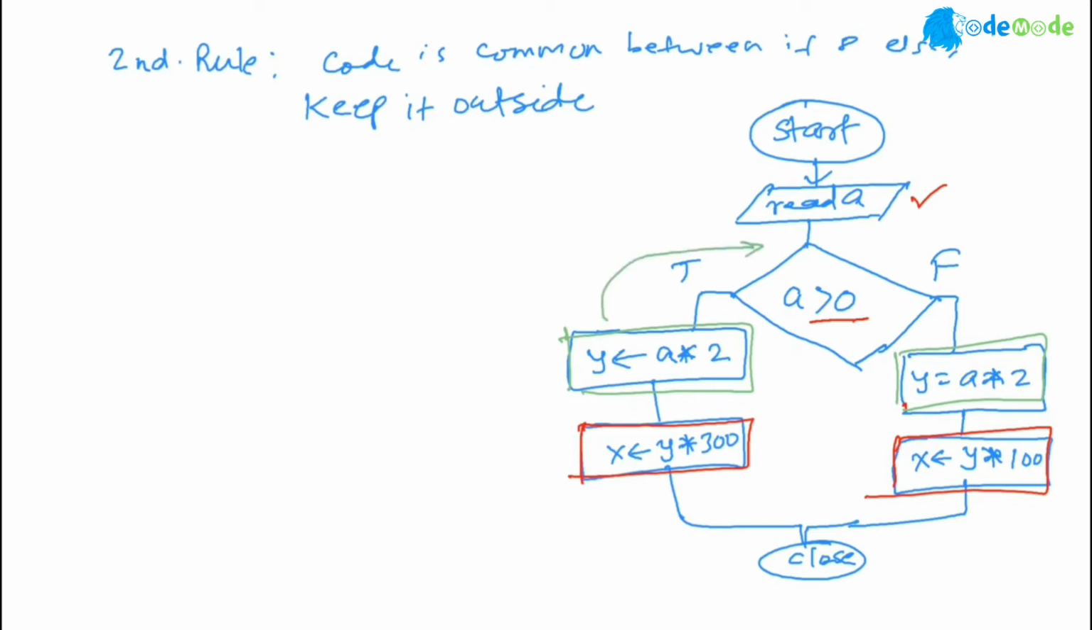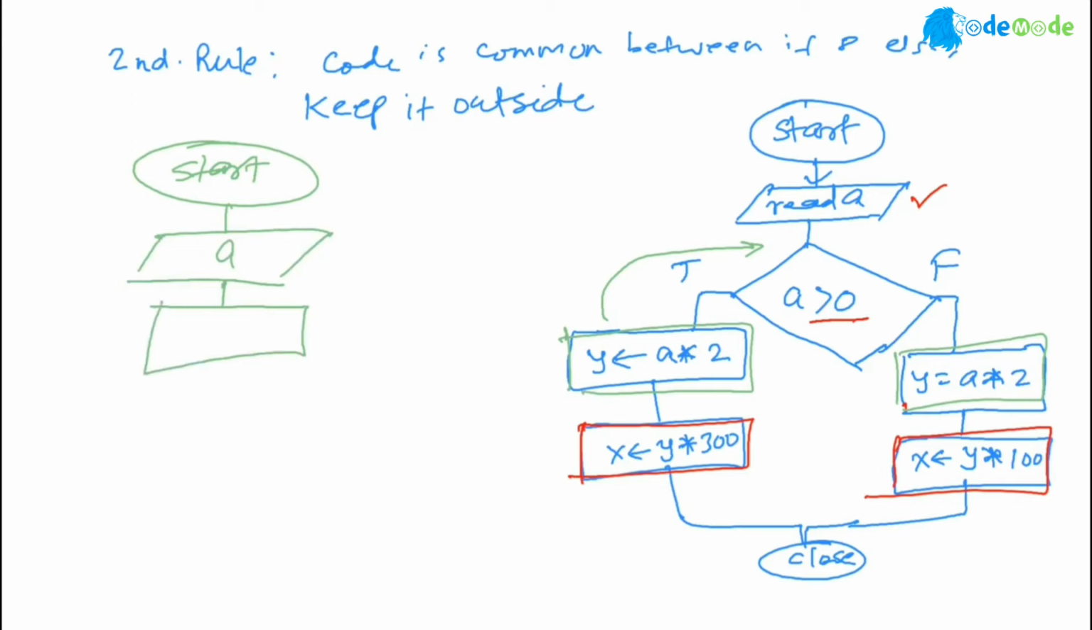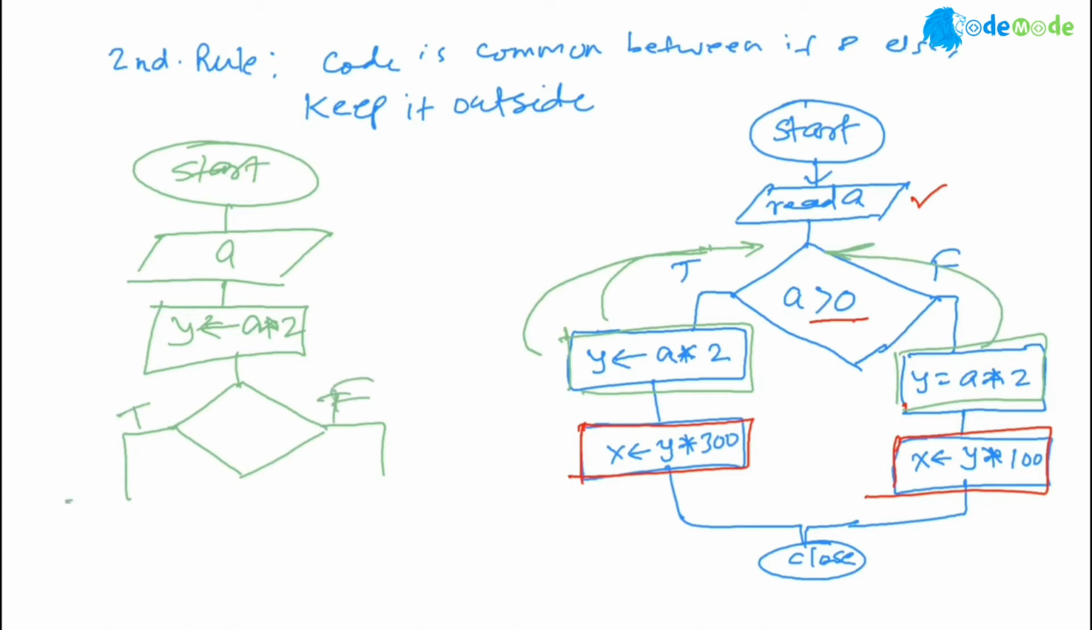So the way you rewrite this code, I will do it here. Start, pick a number a, and then I will simply calculate y, which is a multiplied by 2. And then I'm going to check it. Now I actually move this here, this one also here. So now I'm going to say this is true or this is false. When true, I'm simply calculating x and I'm saying x is going to be y multiplied by 300. And on this side, x is going to be y multiplied by 100 this time.